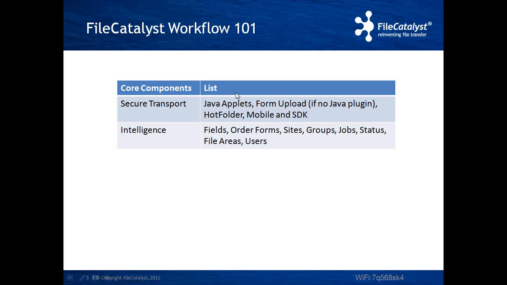So you have your fields, your order forms, your FileCatalyst sites. Sites could be either an FTP server or a FileCatalyst server. You have your groups, your jobs, status, file areas, and users.